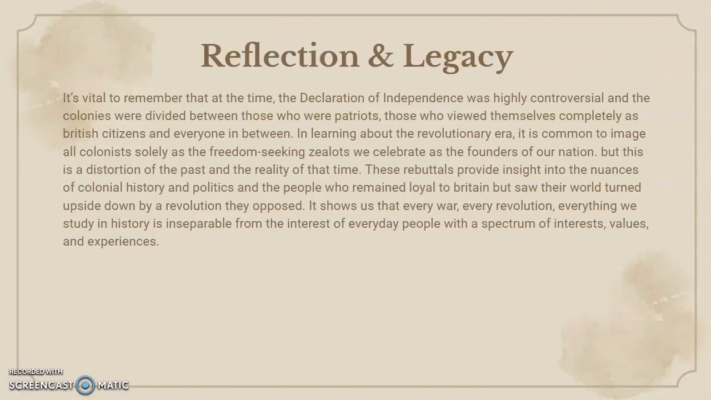These rebuttals prove, if anything, that there are more nuances of colonial history and politics, and the people who remained loyal to Britain but saw their worlds turned upside down by a revolution they opposed. It shows us that every war, every revolution, everything we study in history is inseparable from the interests of everyday people, with a spectrum of interests, values, and experiences.